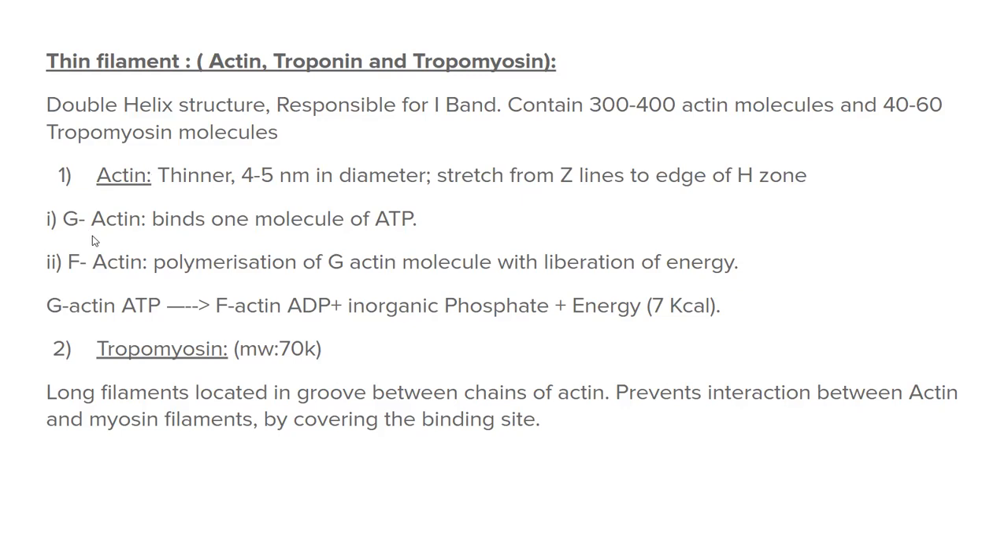Like we already discussed, there are 2 types: one is globular actin, the other is fibrous actin. The polymerized form of G actin, that is globular actin, is your F actin. Globular actin has ATP attached to it, and removing that ATP to generate energy is the function of myosin. Once the actin attaches, the ATPase in the myosin breaks the ATP present in actin and releases energy for contraction to happen. Now, tropomyosin is found in grooves between actin. Its whole function is to avoid the contact between actin and myosin.